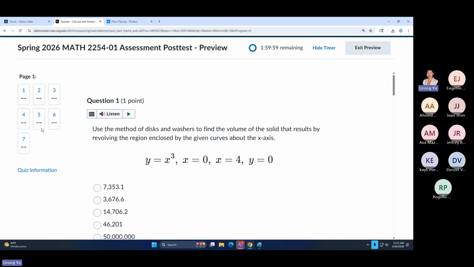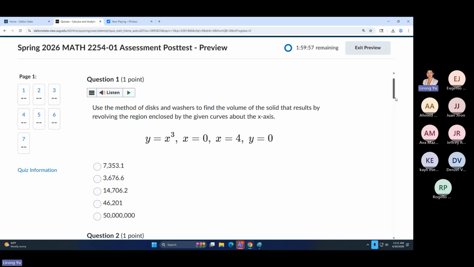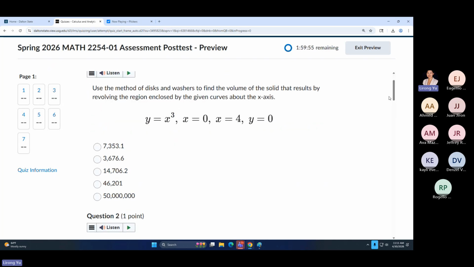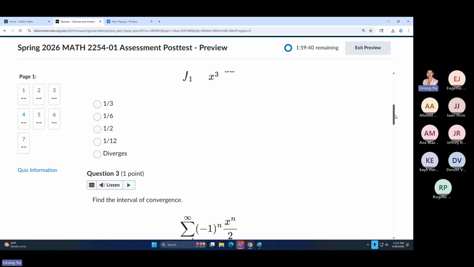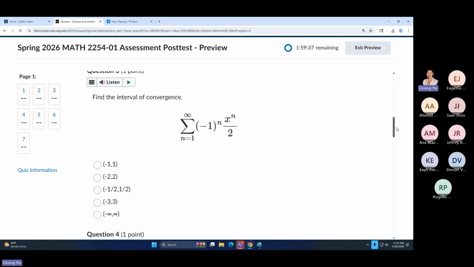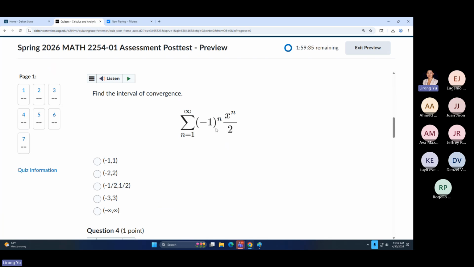Similar on your side, it's a 7 multiple choice question. The first one is a volume calculation from section 7.2 or 7.3. The second question is an improper integration, so we integrate from 1 to infinity, and you might have done something like that in section 6.7, 6.6. This is an infinite sum. This is a geometric sequence.